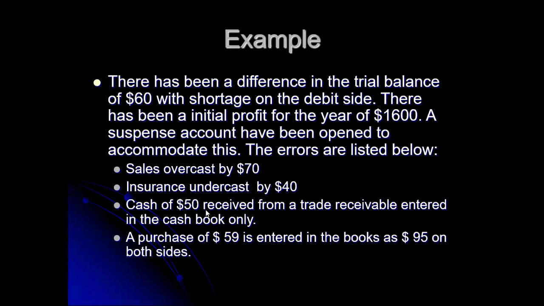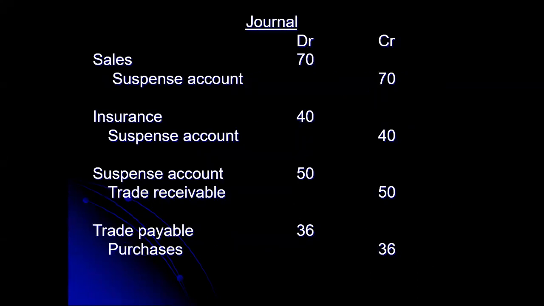Next, cash of $50 received from a trade receivable entered in the cash book only. Whenever they use the word entered, that means you have either debited or credited correctly. So in this case, since you are receiving cash, entered here means we have correctly debited the cash account. So there's no mistake there. But that's the only thing we did because they said only. So which means we did not credit the trade receivable account with 50. So to correct the situation, we have to credit the trade receivable 50 and debit suspense 50.